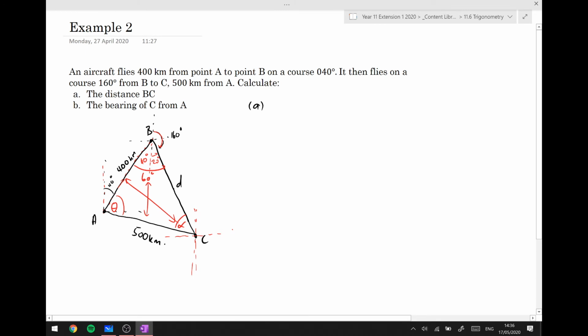So, let's start off by finding alpha. So we're going to go sine of alpha over 400 equals, and because we know what this ratio is, it's going to be sine of 60 over 500. So sine of alpha is equal to 400 times sine of 60 degrees over 500.